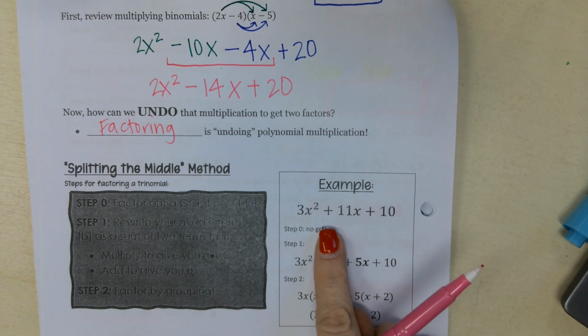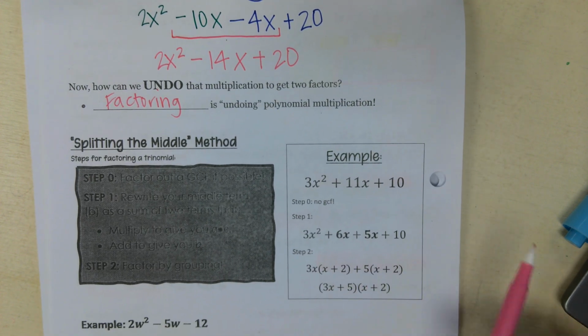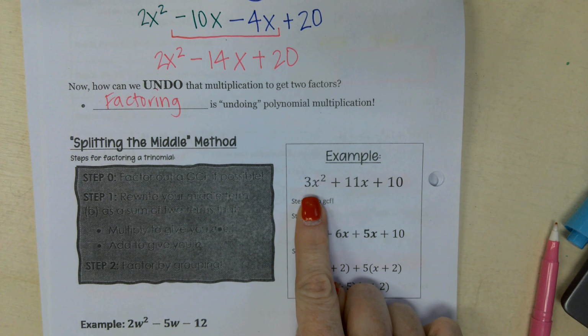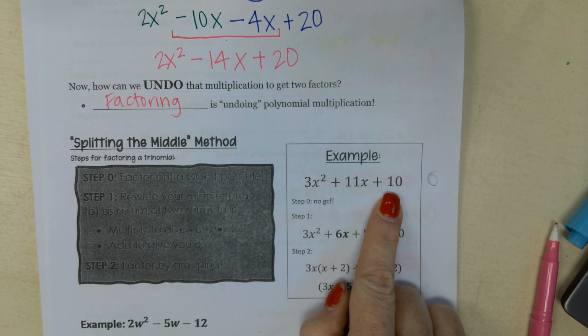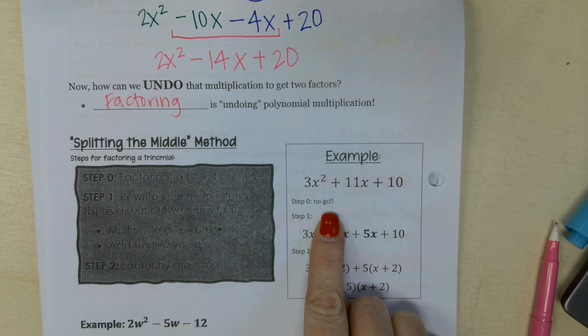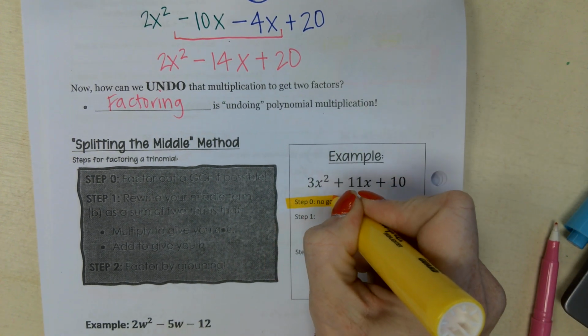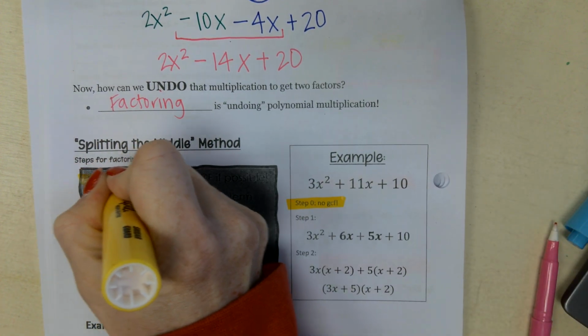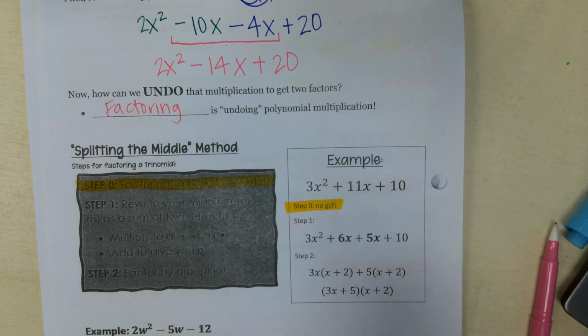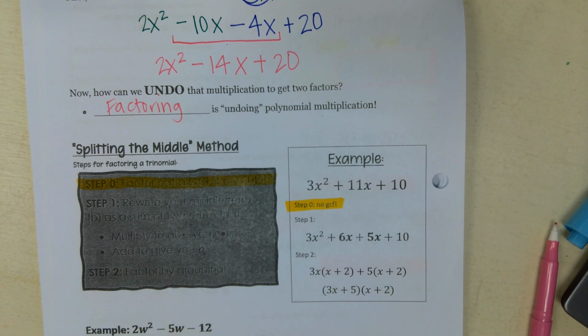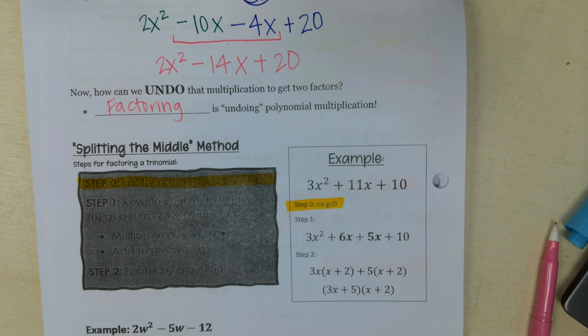So take a look. This is an example right here. I have 3x squared plus 11x plus 10. We always want to check to see if there is a GCF, all right? So I'm going to highlight this step 0. Step 0, factor out a GCF if possible. If it's not possible, we're not going to do anything.